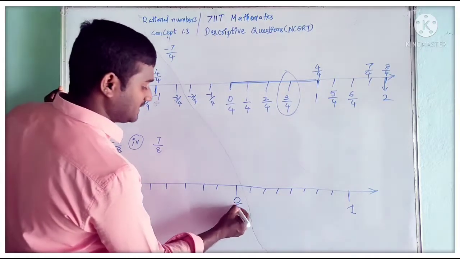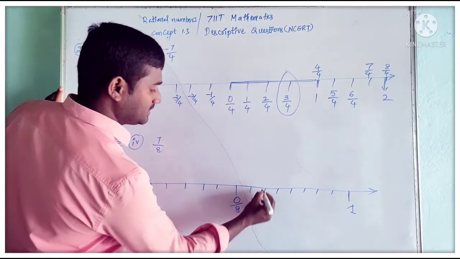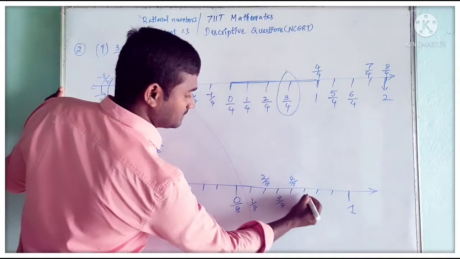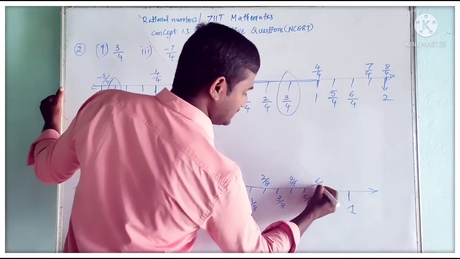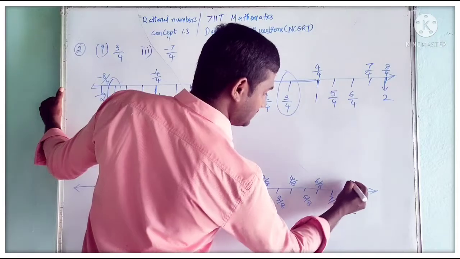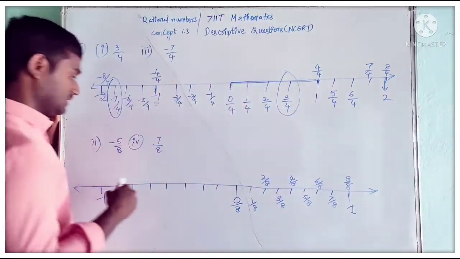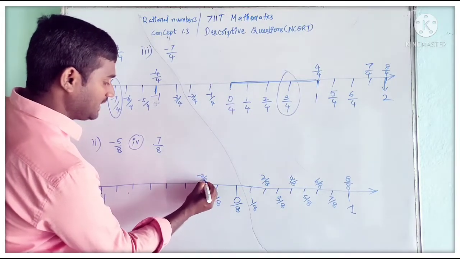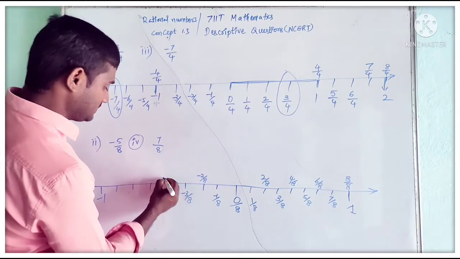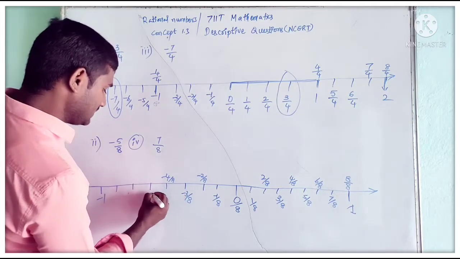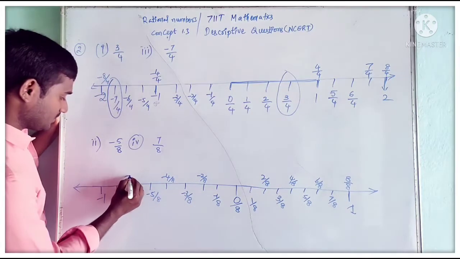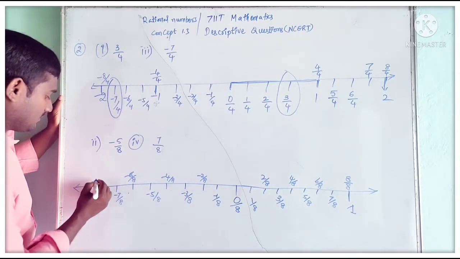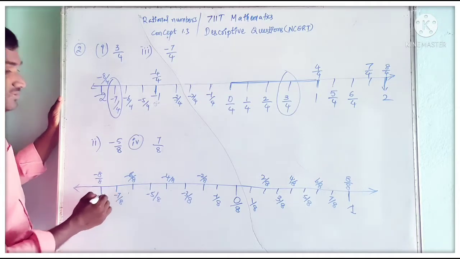Next, 0 we can write as 0 by 8, and 1 by 8, 2 by 8, 3 by 8, 4 by 8, 5 by 8, 6 by 8, 7 by 8, 8 by 8. Similarly on the left side: minus 1 by 8, minus 2 by 8, minus 3 by 8, minus 4 by 8, minus 5 by 8, minus 6 by 8, minus 7 by 8, minus 8 by 8. Minus 8 by 8 is equal to minus 1.